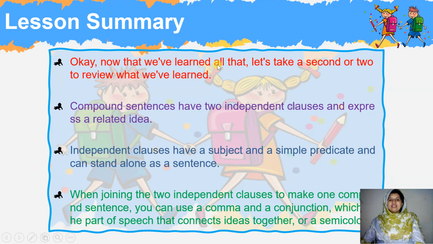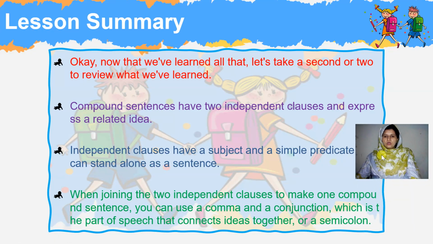Okay, now that we have learned all that, let's take a second or two to review. Compound sentences have two independent clauses and express related ideas. Independent clauses have a subject and a simple predicate and can stand alone as a sentence. When joining two independent clauses to make one compound sentence, you can use a comma and a conjunction, which is the part of speech that connects ideas together, or a semicolon. So you have two choices.